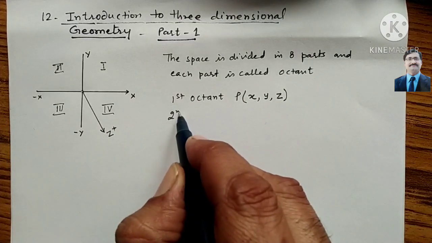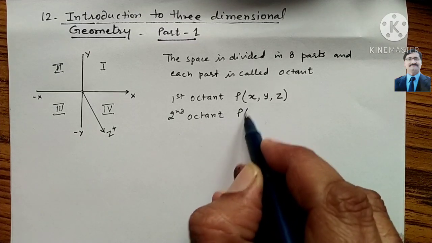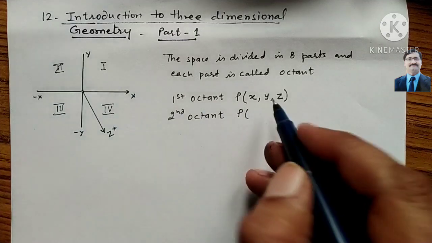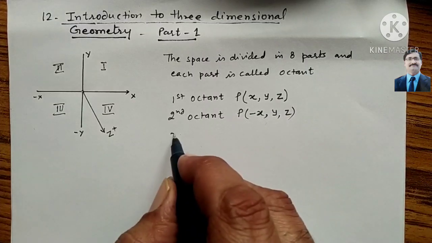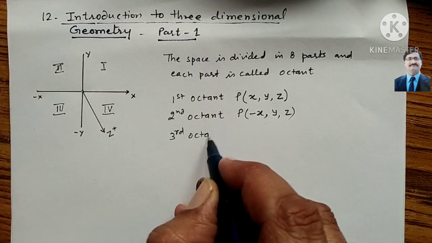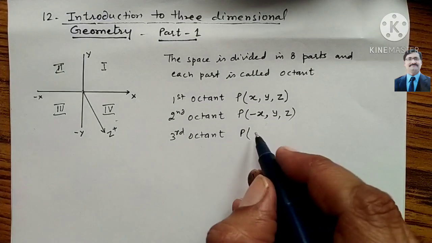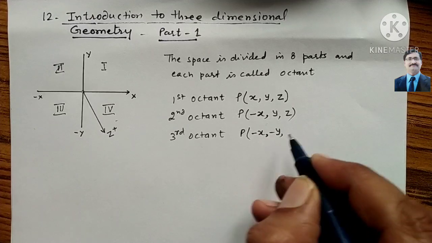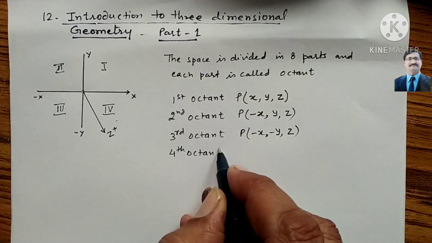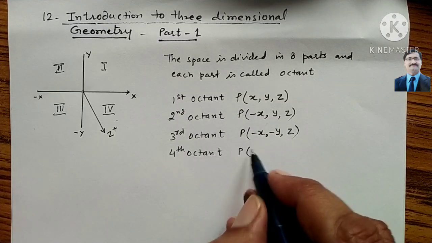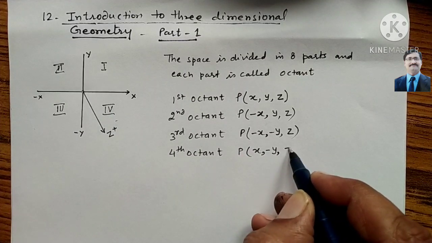Okay, in the second octant we can check that any point will have x negative, y positive, and z positive. In the third octant you can check the point: x and y both are negative and z is positive. Now in the fourth octant we can see that x is positive, y is negative, and z is positive.